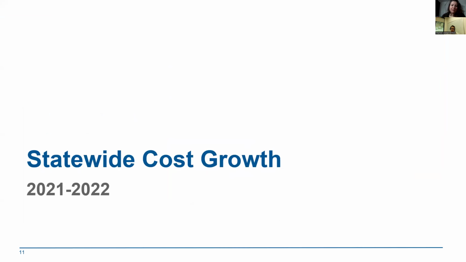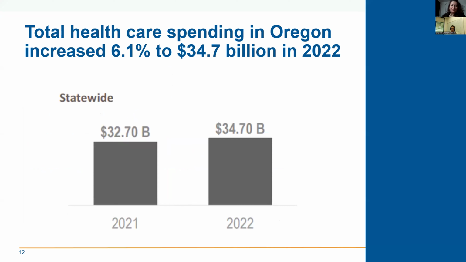Okay, so starting with statewide cost growth. Next slide. Statewide total healthcare spending in Oregon, so this is just the dollars that were spent, increased just over 6% to $34.7 billion in 2022. So we've increased 6.1% in total dollars spent. Next slide.